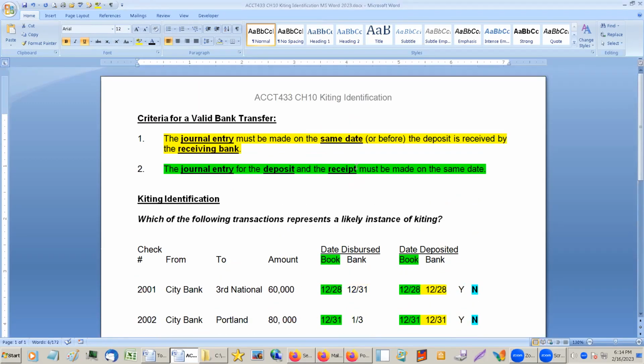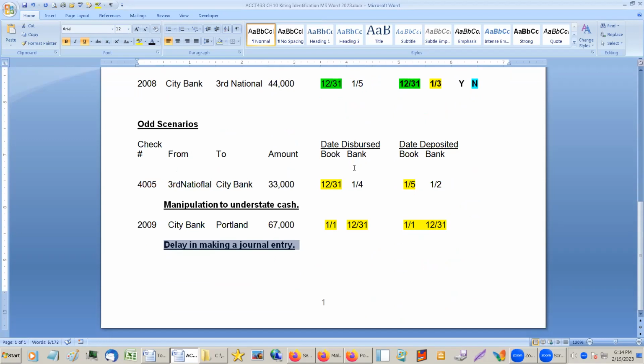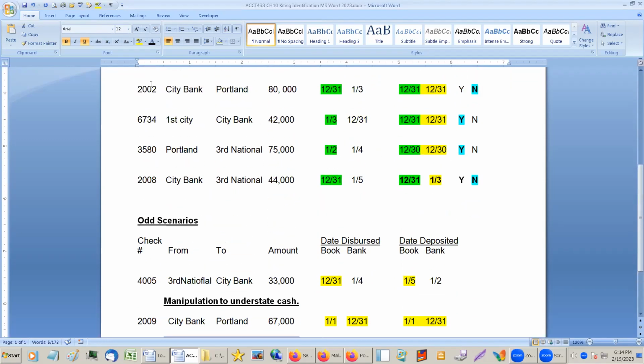Okay, so this is the kiting thing. It's basically how to manipulate cash. Now, again, nowadays so much of it's done electronically that this is not an issue. If it's done electronically, usually the disbursement and receipt are on the same date, and it's very quick. And if that happens, there is no delay in a check clearing, for instance.